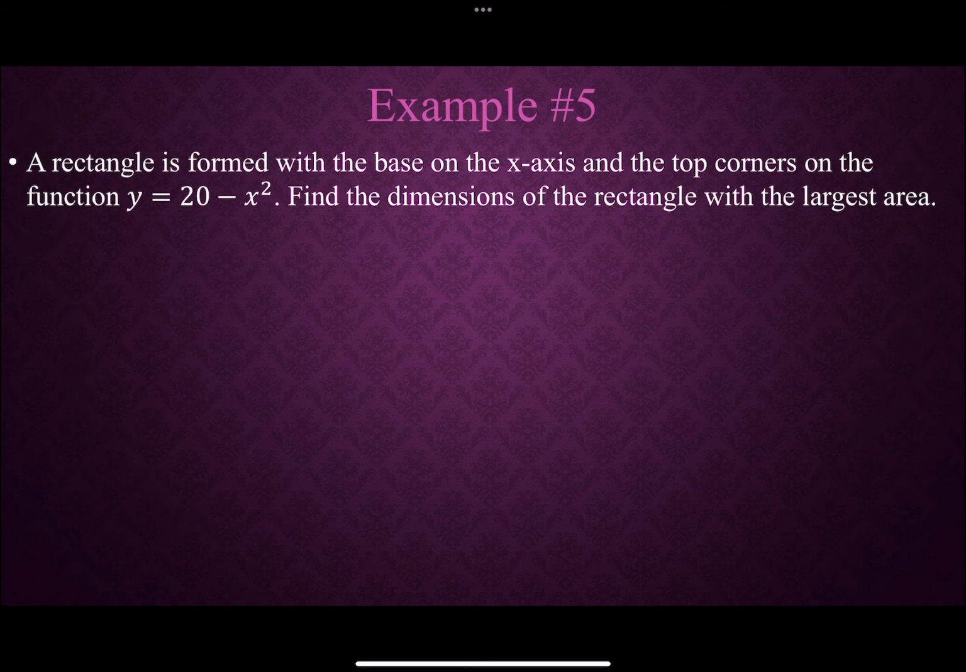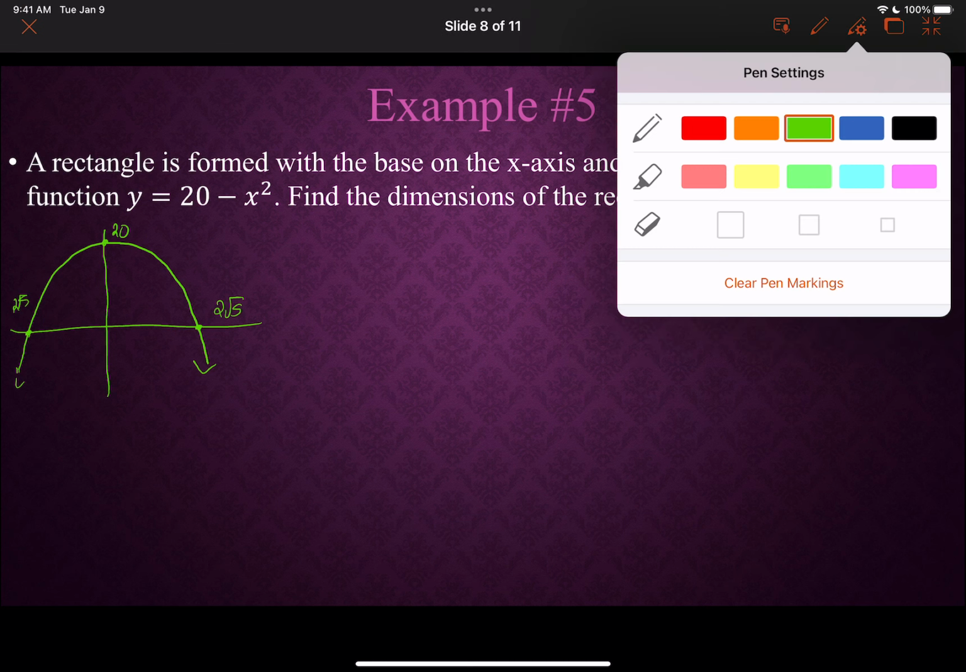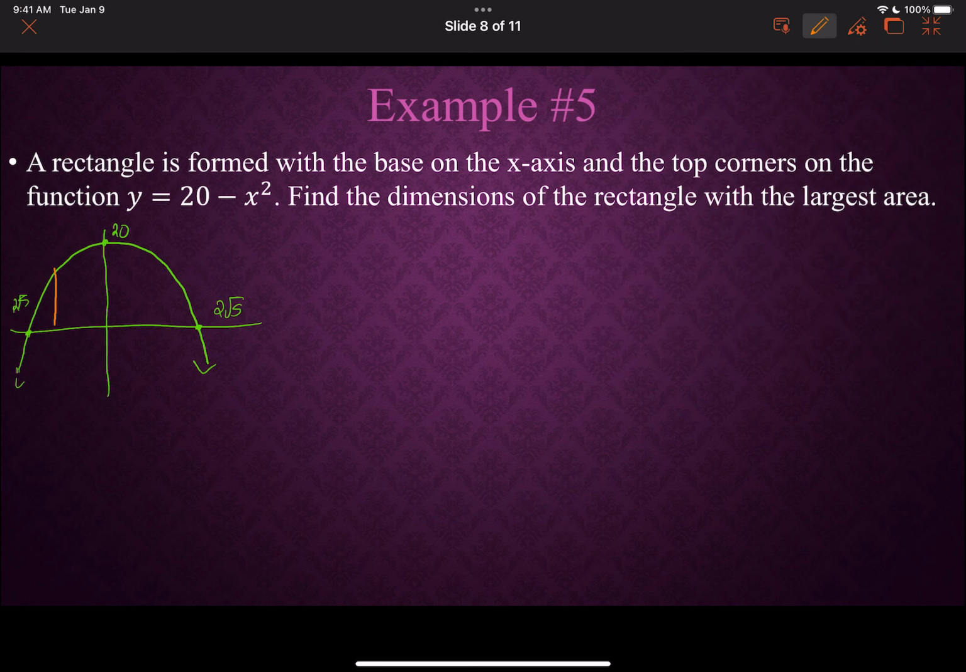All right, along those same lines, we now have a rectangle formed inside a quadratic, y equals 20 minus x squared. If we look at that graph, it looks kind of like this. It's going to peak here at 20. It's going to hit here and here at 2 root 5, positive and negative. But what we really are doing is fitting a rectangle inside here like this.